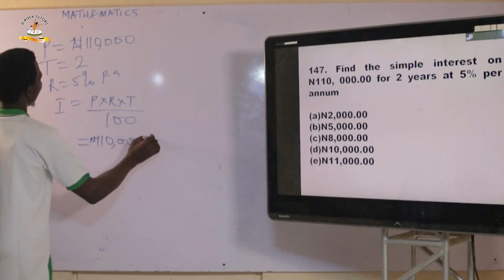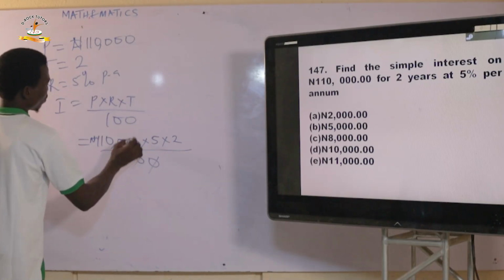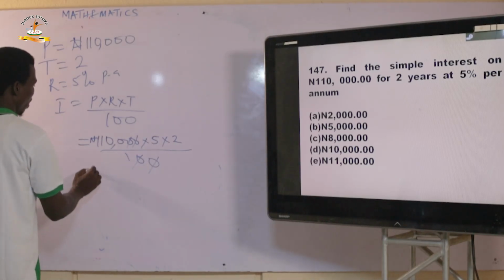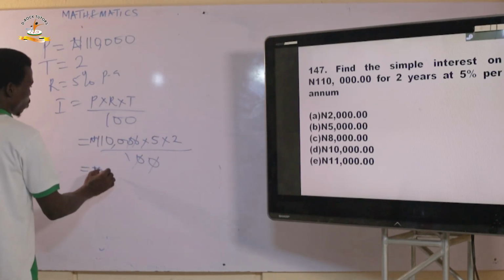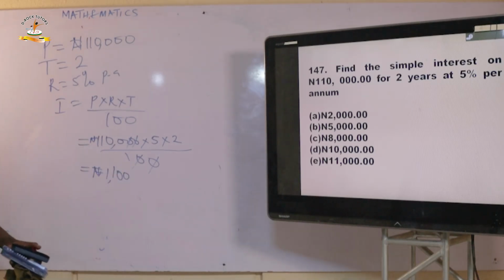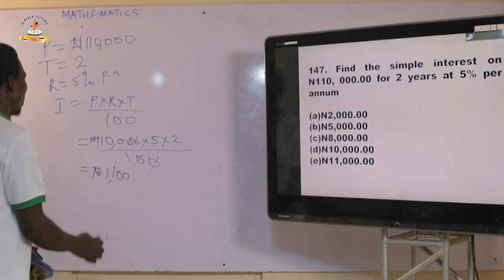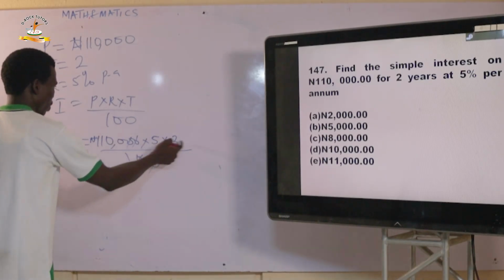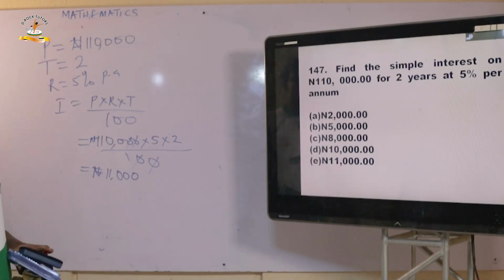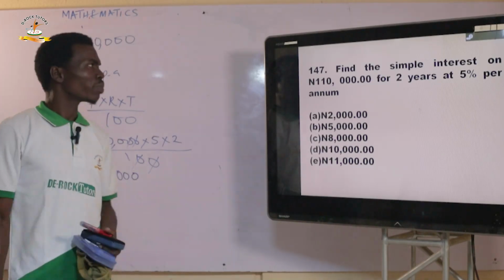It's going to be 110,000 times rate, which is 5, times time, which is 2, all divided by 100. See these 2 zeros cancel, and this is simply 10, and your answer is going to be the simple interest is 1,100. Oh sorry, it has to be 11,000 rather, because this is 10 and to be 11,000 naira. So the simple interest is 11,000 naira, and the option is E. And next question.